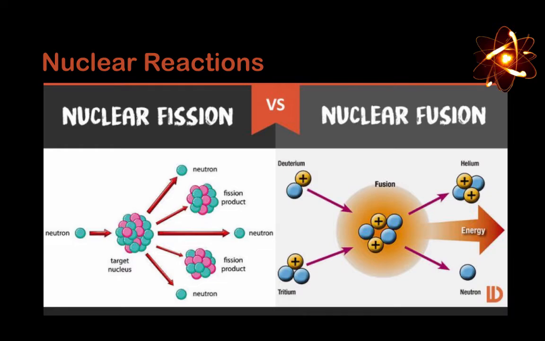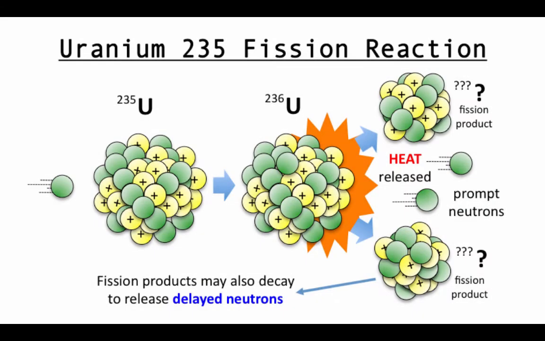Both of them produce energy. Reactors start with uranium-235, which is extremely rare. Only about 0.7% occur in nature.